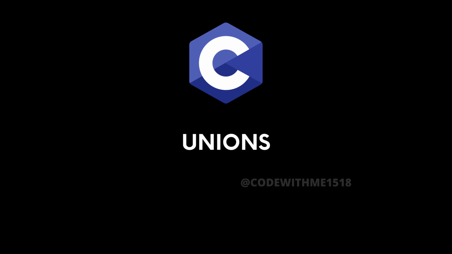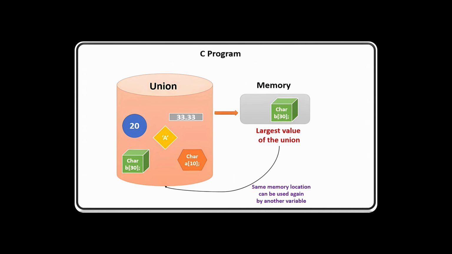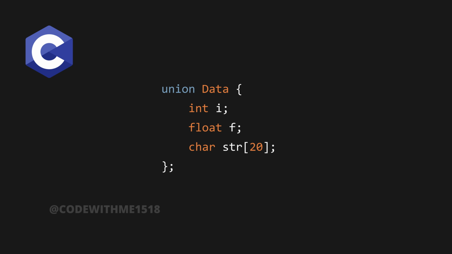Now, let's move on to unions. A union is similar to a structure, but with one key difference. It shares memory among its members. Think of it like a single storage box that can hold only one item at a time. Here's how we define a union. union data { int i; float f; char str[20]; }.